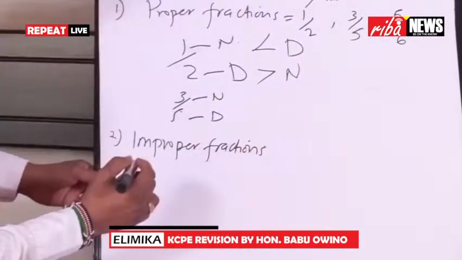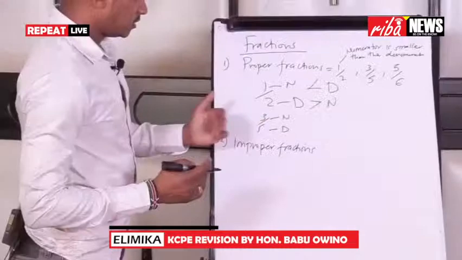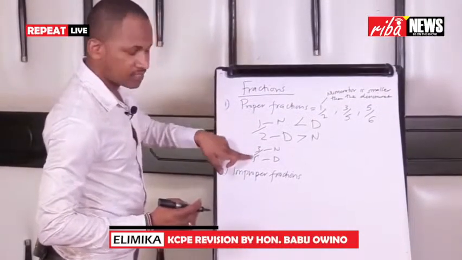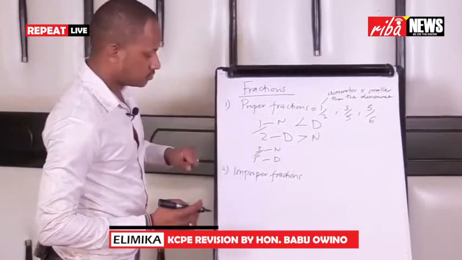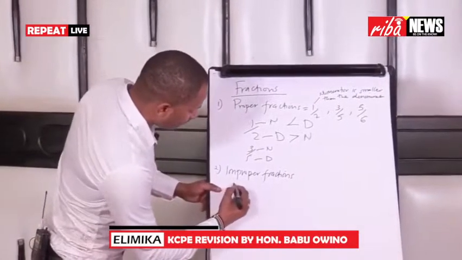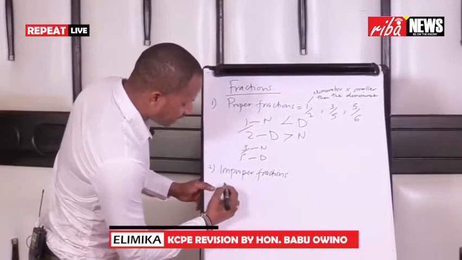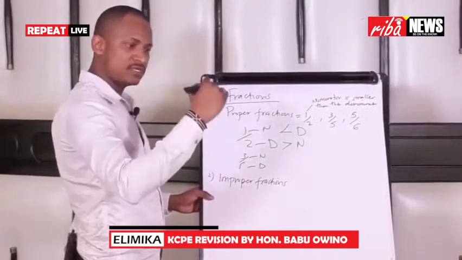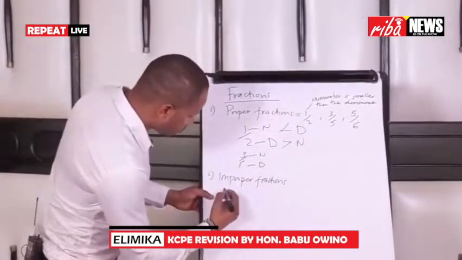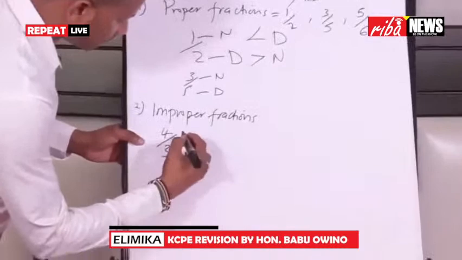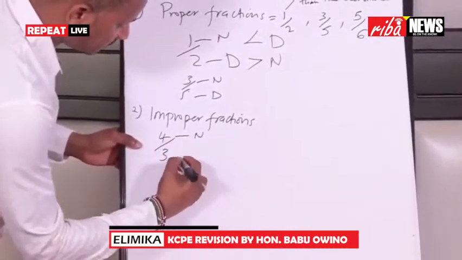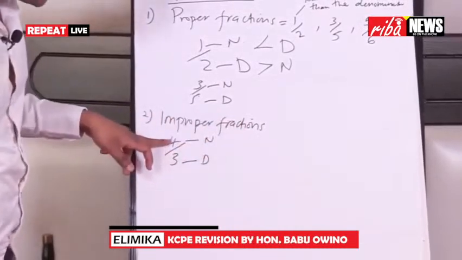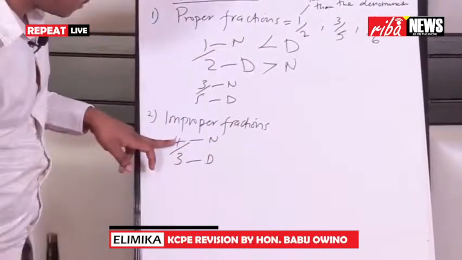In improper fractions, this is just the opposite of a proper fraction. So in an improper fraction, the numerator is bigger than the denominator. The numerator is the number that is up, the denominator is the number that is down. So if we have a fraction like 4 over 3, 4 is the numerator, 3 is the denominator. So in an improper fraction, the numerator, which is 4, is bigger than the denominator.